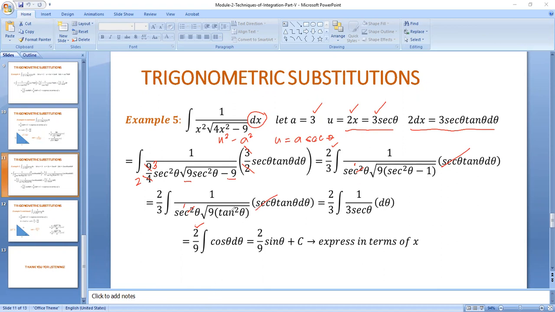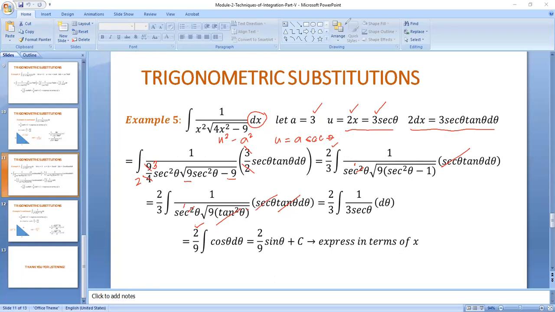Now, this tangent squared under the square root sign will be tangent, so it will cancel this one. So, what is left is the 1 over secant theta, this 3 and this 3 were already multiplied in here, is cosine theta d theta. The integral of that is sine of theta.